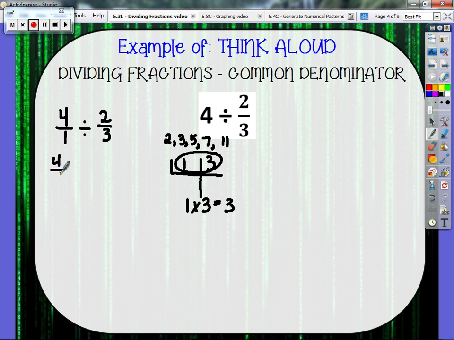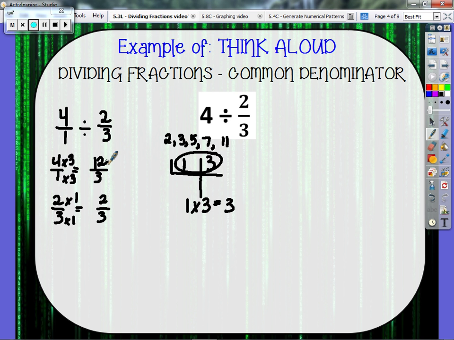So we've got to set up our problem: 4 over 1 and 2/3. Our common denominator is 3. So in order to go from 3 to 3, we had to multiply 3 times 1. So we've got to multiply the 2 times 1 up here to give us 2. Then in order to go from 1 to 3, we had to multiply times 3. So whatever we do to the denominator, we have to do to the numerator. So we've got to multiply the 4 by 3, and that gives us 12.